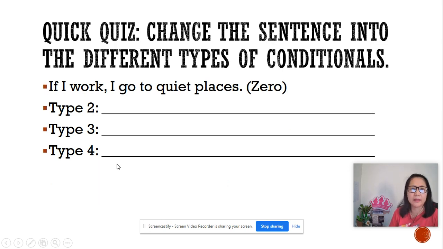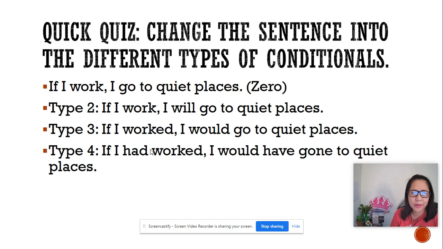Now let's have a quick quiz. Can you change the sentence into the different types of conditionals? Okay, there you go. Let's have the answers.